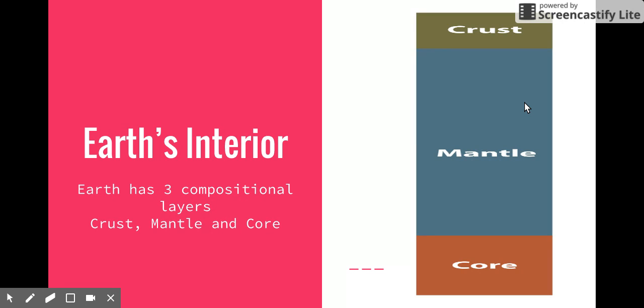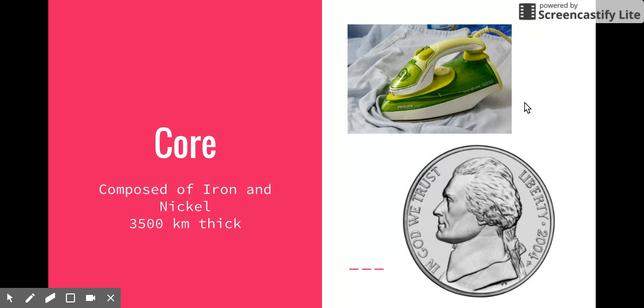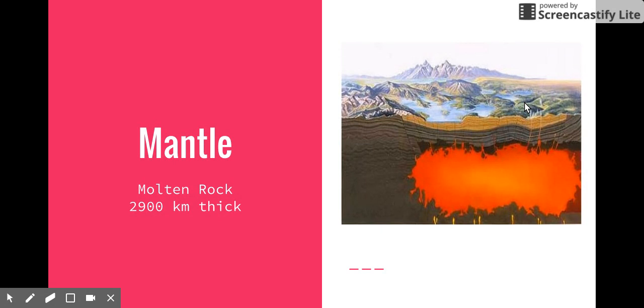So let's look at the interior of Earth. When we look at the interior based on composition, and composition means what something is made of, we divide Earth into 3 interior layers. That's probably what you grew up learning, which consists of the crust, mantle, and core. Starting with the innermost layer, the one in the center, you'll see that it is composed of iron and nickel. It is approximately 3,500 kilometers thick. Above the core is the mantle, and it is made of molten rock, meaning melted rock or magma, and it is approximately 2,900 kilometers thick.